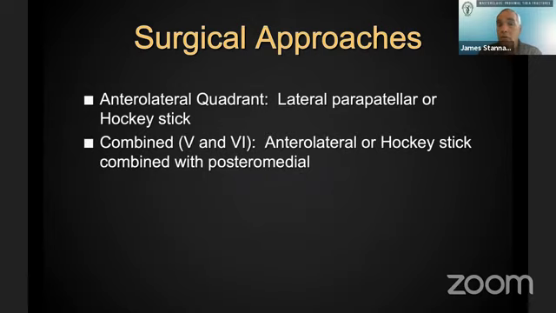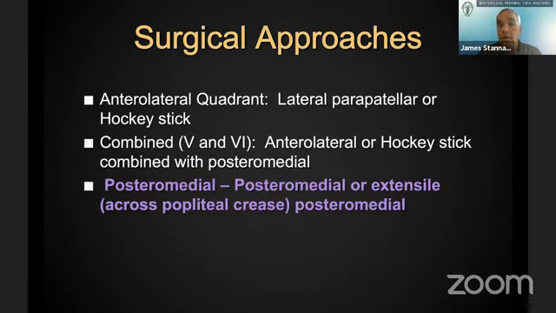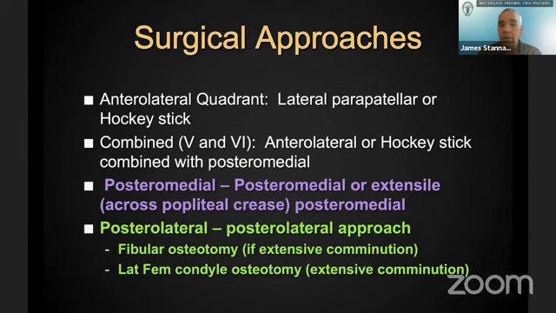For combined 2-column fractures, I will usually combine that with a posterior medial approach with the patient supine. For posterior medial, I'll do it with the patient supine, with the posterior medial approach, or with the patient prone and an extensile, depending upon what other things I have to address on this fracture. And then for posterior lateral, I'll use a posterior lateral approach, but be ready to add a fibular osteotomy or a lateral femoral condyle osteotomy.